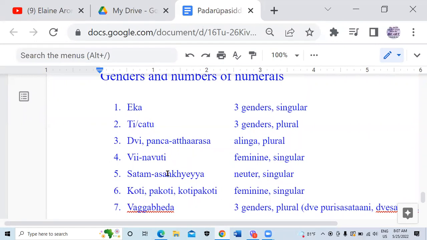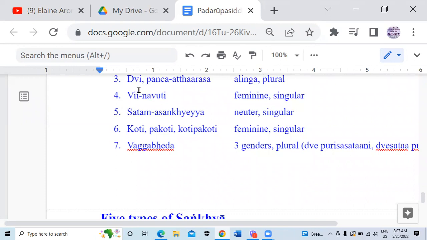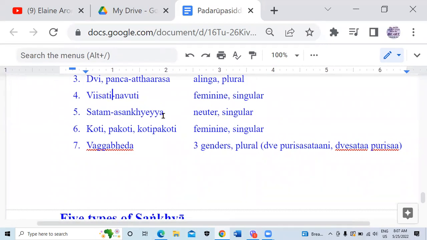Solasa, Sattarasa, Atthārasa, Ekūnavīsati, the same. Okay, so Alinga, for three genders, the same declension. And then here we should know Vīsati. Vīsati, 20, to Navuti. Although we say Navuti, although we say Vīsati, it should be 19. From 19, Ekūnavīsati, to Navuti, although we say Navuti, it should be 98. So from 19 to 98, feminine gender and singular number.